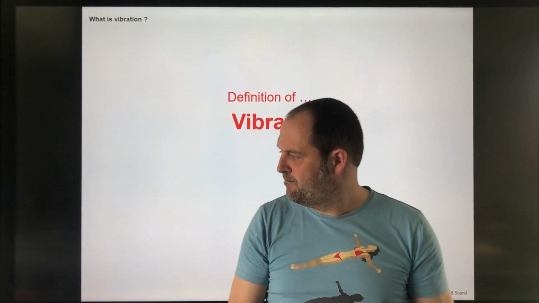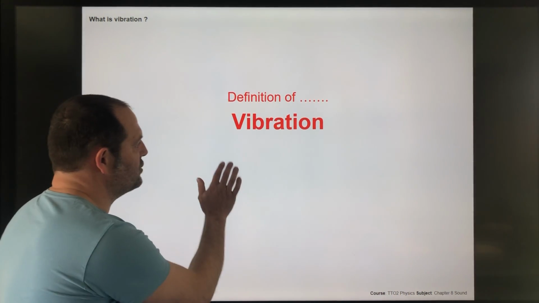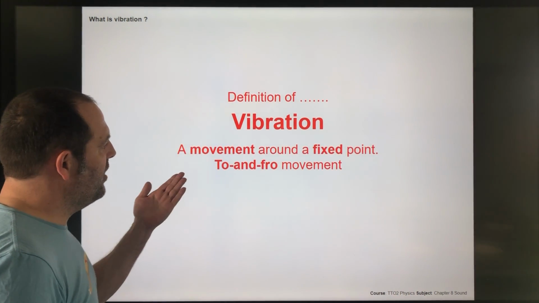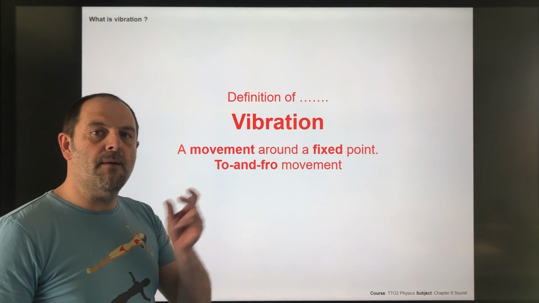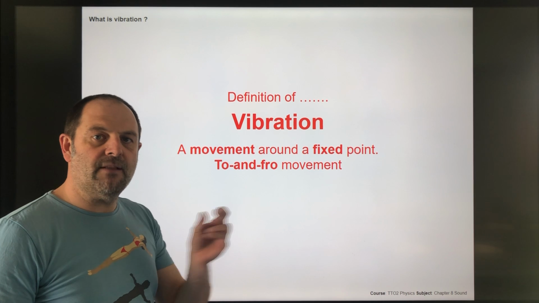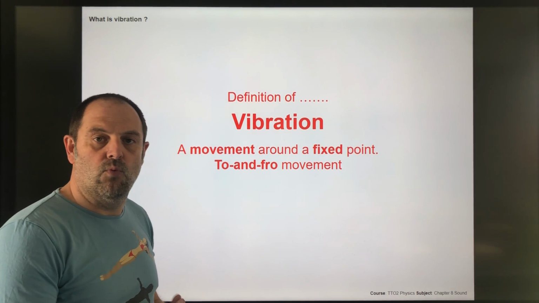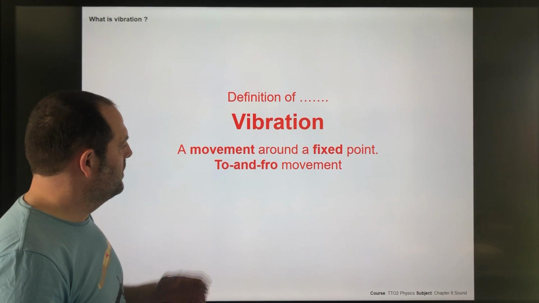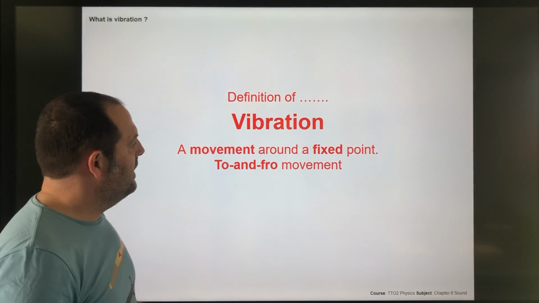a sound. It all starts with a vibration, so it's important that you understand the definition of a vibration. A vibration is a movement around a fixed point. We're talking about those molecules, and they come back to their fixed position when the sound wave is not traveling through that medium. We also call that a to and fro movement. That's exactly the same as a vibration.